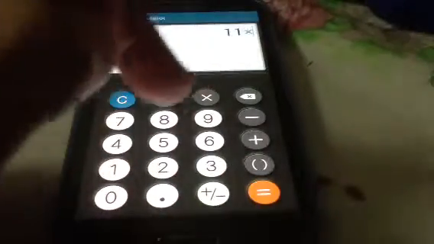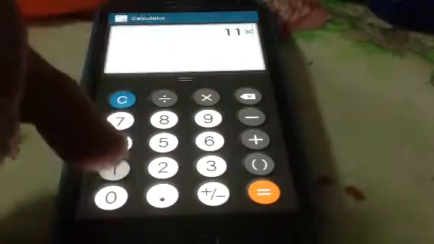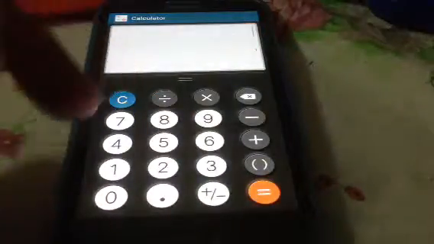11 times 8 is 88. 11 times 9 is 99. 11 times 10 is 110. 11 times 12 is 132. And finally 12 times 1 is 12.